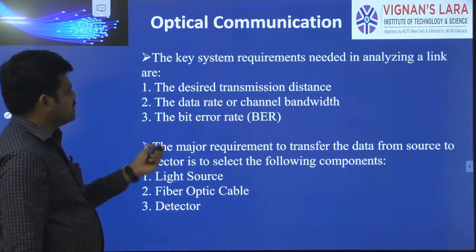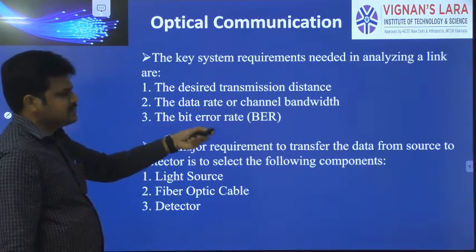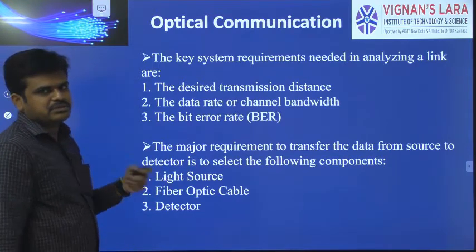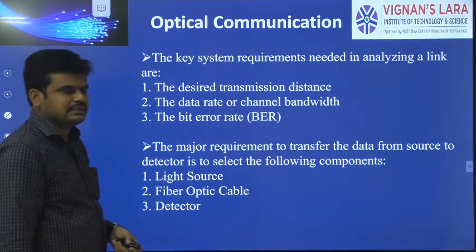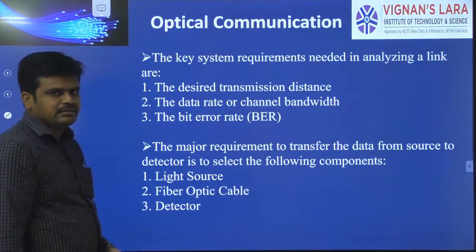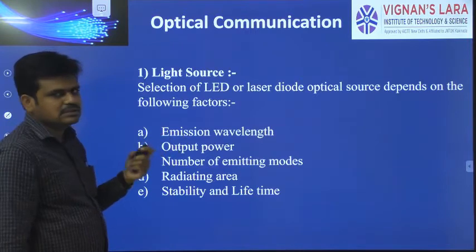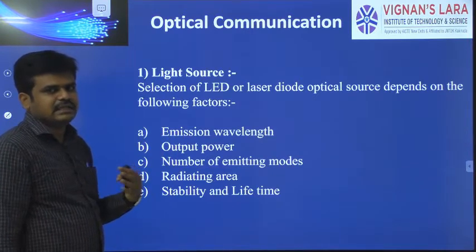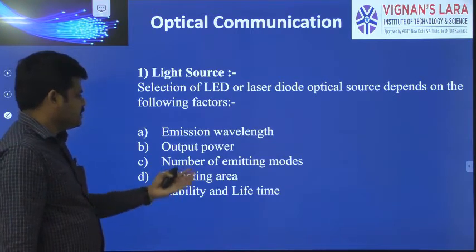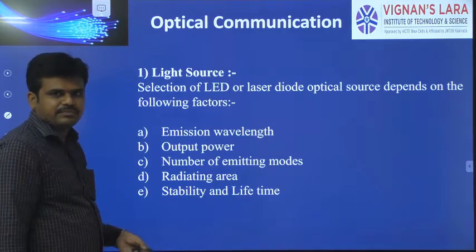Key requirements needed in analyzing the link are desired transmission distance, bandwidth, and error rate. The major requirements to transfer the data from source to the detector are the light source, optical fiber cable, and the optical detector. Selecting the light source depends on a few factors: emission wavelength, output power, number of emitting modes, radiating area, stability, and lifetime.